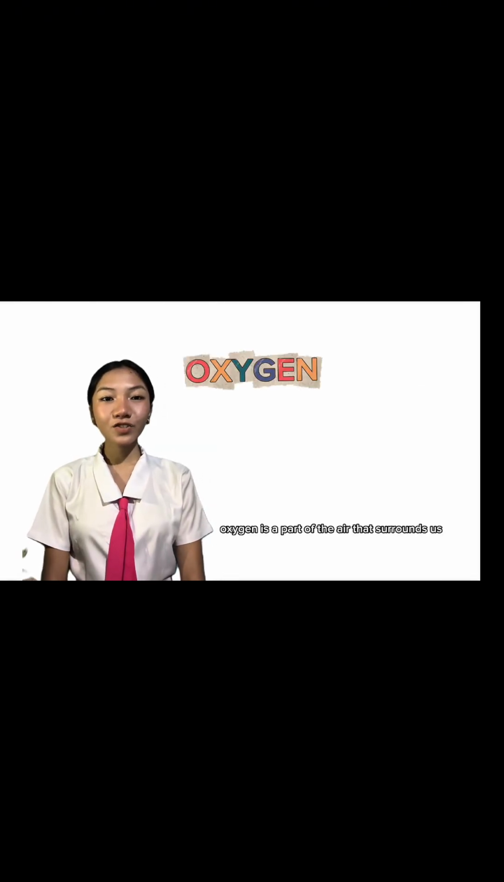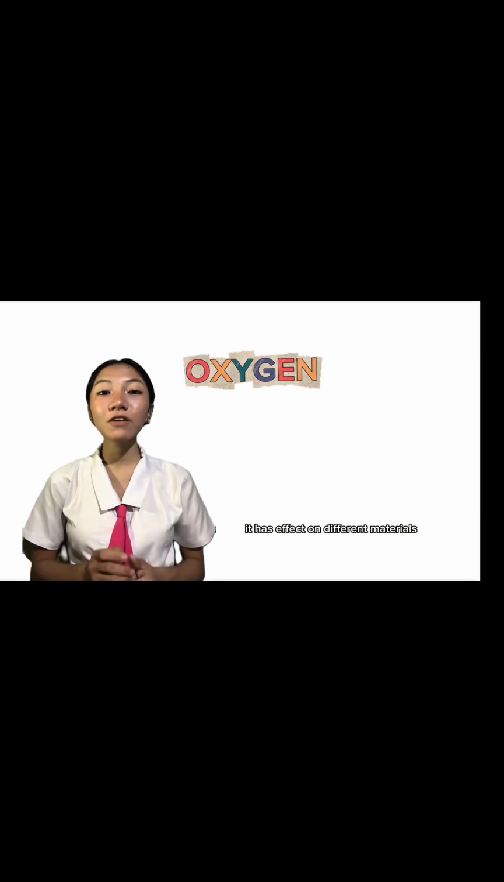The second one is oxygen. Oxygen is a part of the air that surrounds us. It has an effect on different materials. Oxygen is very important for life and many useful things, no? But it can also cause problems like rust and fire if not controlled. So, oxygen is both helpful and sometimes harmful depending on how it interacts with things.